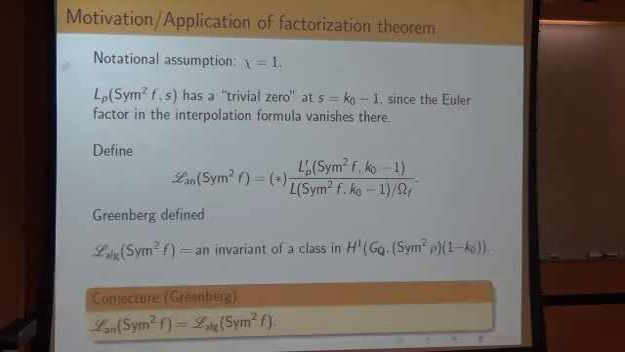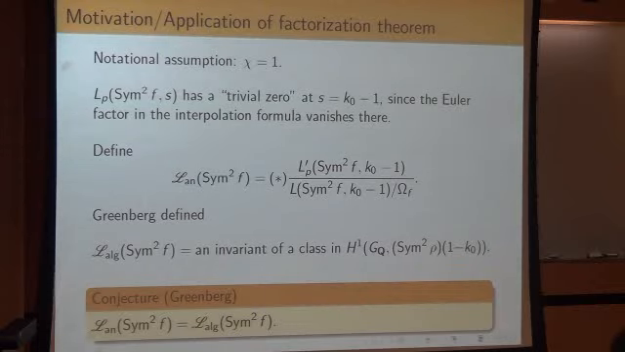Now Greenberg defined an algebraic counterpart to this analytic L invariant. Just as we saw for an elliptic curve with split multiplicative reduction in the last talk, I defined the analytic L invariant to be the derivative of the p-adic L function at 1 divided by the algebraic part of the classical L function, and defined an algebraic counterpart, which was an element of a cohomology class in the Tate module of the elliptic curve.